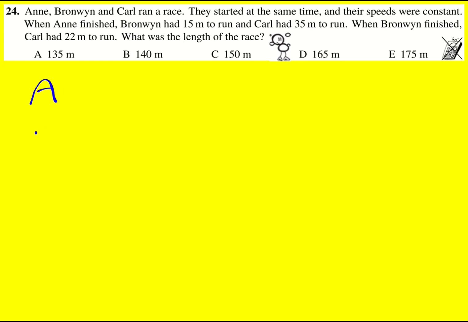We have Anne, Bronwyn, and Carl. They're running this race. They're running at different speeds, but these speeds are constant for each person. And we want to work out the length of the race. So when Anne finishes, she's run the full length of the race.